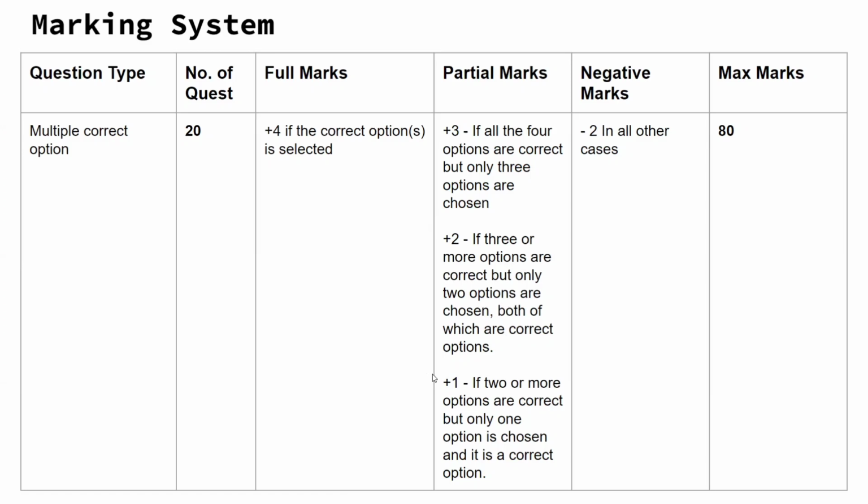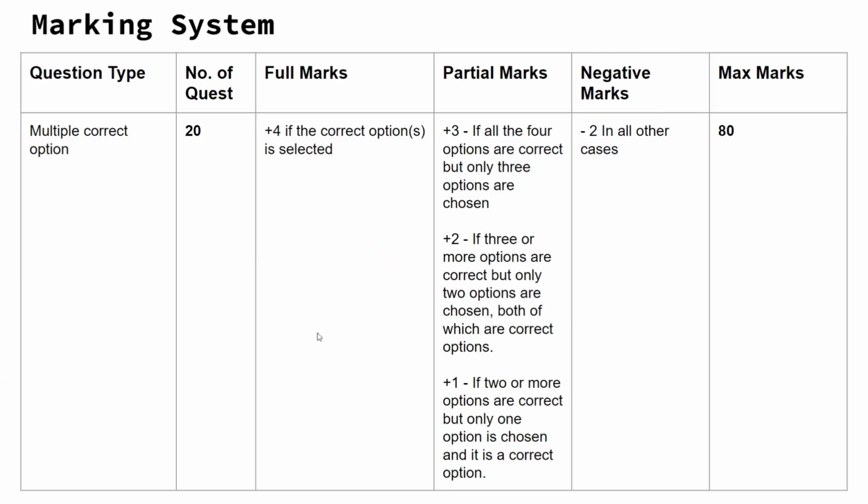Plus 1 you will get if 2 or more options are correct, but only one of the chosen options is correct. So then you will get plus 1 mark. And if you have marked the option which is actually wrong, then you will get minus 2, negative. So the most negative mark that you can get is from multiple correct options. But here there is also a chance of getting partial marks.